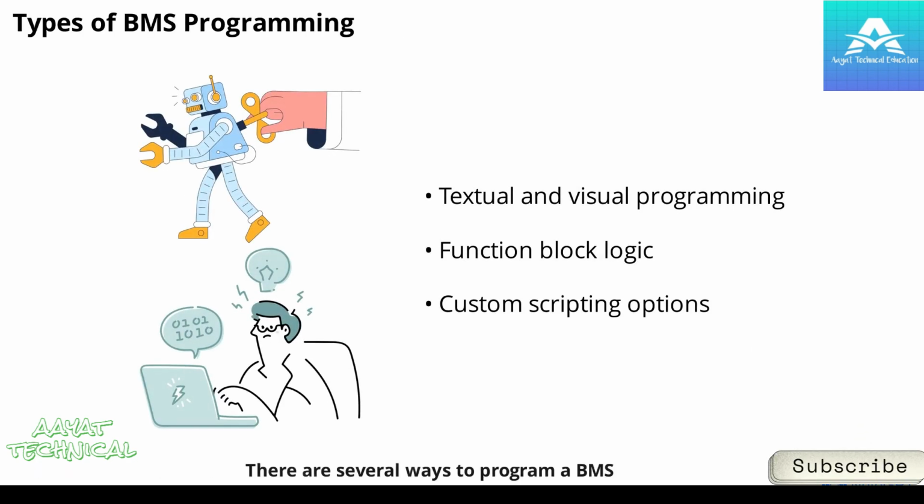There are several ways to program a BMS, each with its own strengths. Some systems use line-by-line textual code, like Niagara or older platforms. Others rely on function block programming, where you visually drag and drop logic elements. This is common in Schneider EBO or Siemens Desigo.